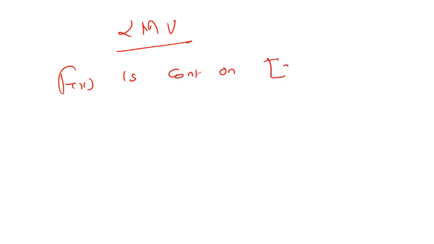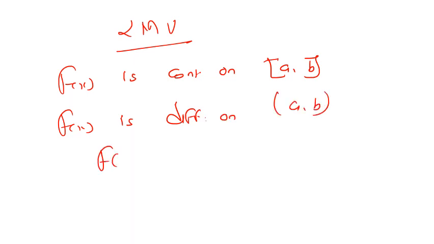So what is Lagrange's mean value theorem? F of x is continuous on closed interval [a, b], differentiable on open interval (a, b). Then there exists a c in open interval (a, b) such that f dash c is equal to f of b minus f of a by b minus a. Actually, this is the slope of the line. So the derivative of the function at c is equal to the slope of the line joining (a, f of a) and (b, f of b).